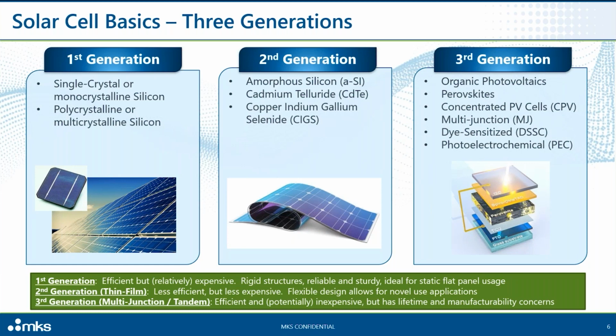And then we get to the third generation, where a lot of focus is placed, where it includes different types of cell structures as well as technologies that those structures are employed. These include multi-junction tandem cells, organic photovoltaics, perovskites, concentrated cells, and other types of technologies. These have the goal of being efficient and potentially inexpensive once we develop more into manufacturing these and harnessing this type of energy technology. But at the current moment, it does have lifetime and manufacturability concerns. So it would be the best of both worlds as we develop this type of third generation cell for PV applications.